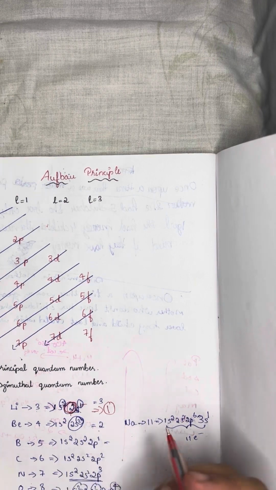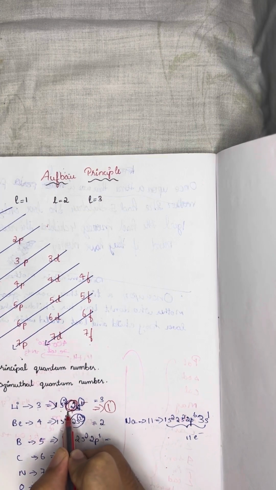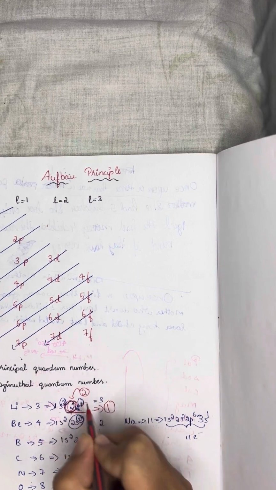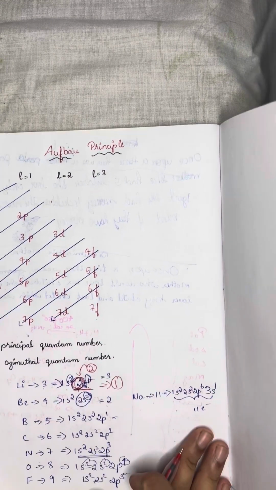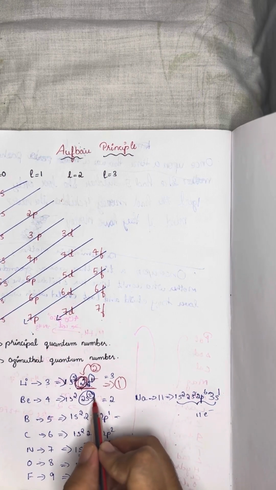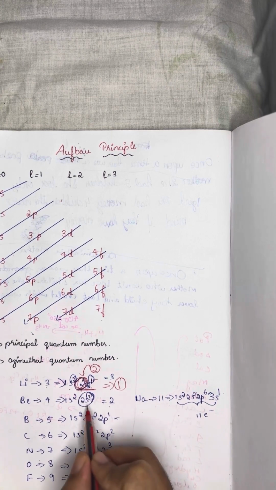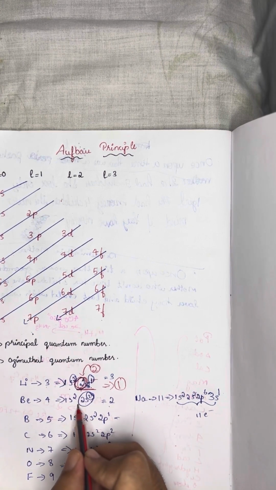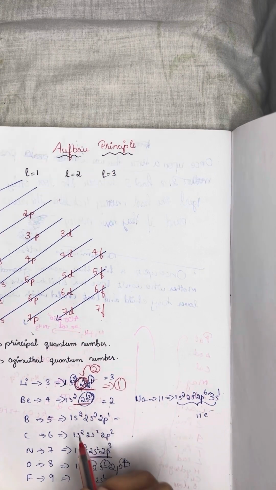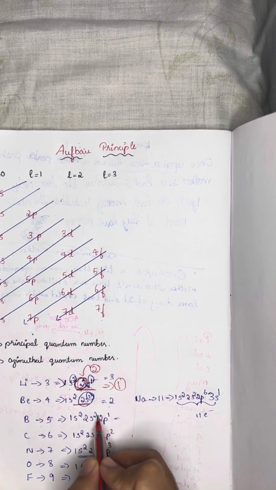And again, to decide the period, see here in the case of lithium it is 1s2 2s2, right? Which is the outermost shell? Second shell. So it belongs to the second period. And now go for beryllium. In the outermost shell, how many electrons are there? 2 electrons. So it belongs to the second group. And again, period: it has the second shell as the outermost shell, so it belongs to the second period.